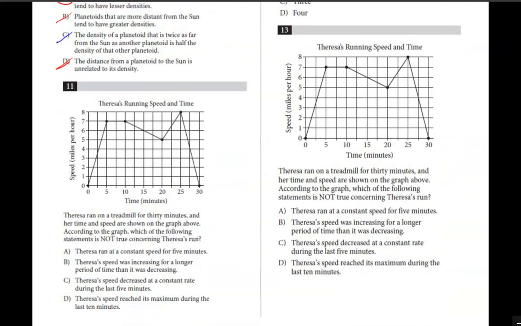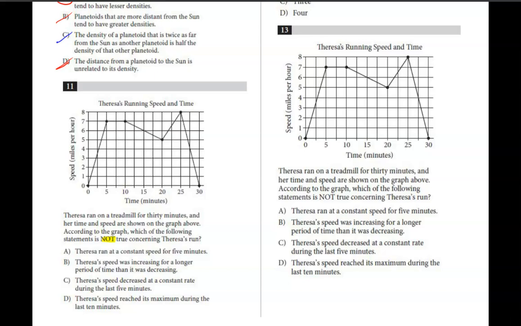All right, number 11. Teresa's running speed and time. It says Teresa ran on a treadmill for 30 minutes. Her time and speed are shown above. According to the graph, which of the following is not true? So be careful there. You do have this word not true. So 3 are going to be right. 1 of them is going to be wrong.